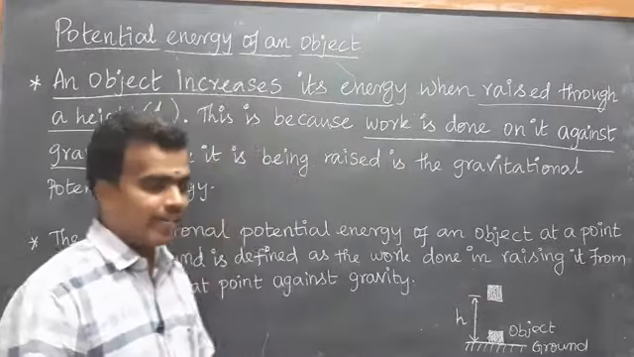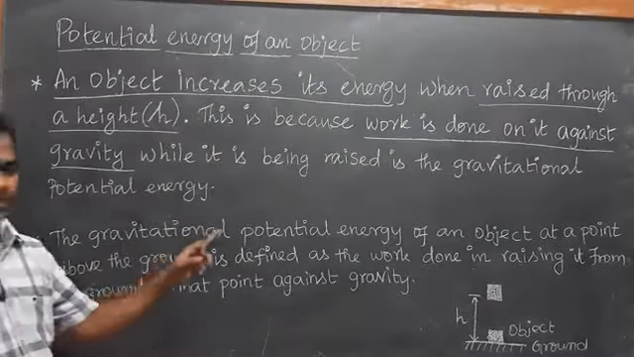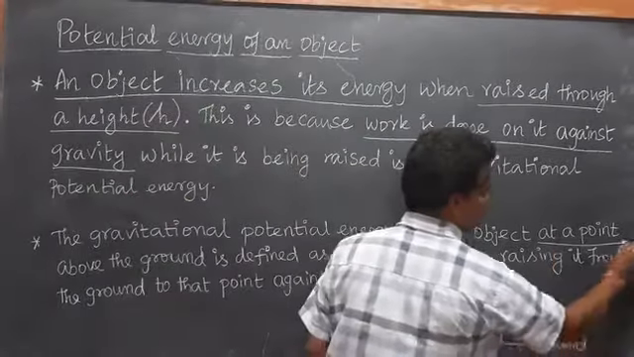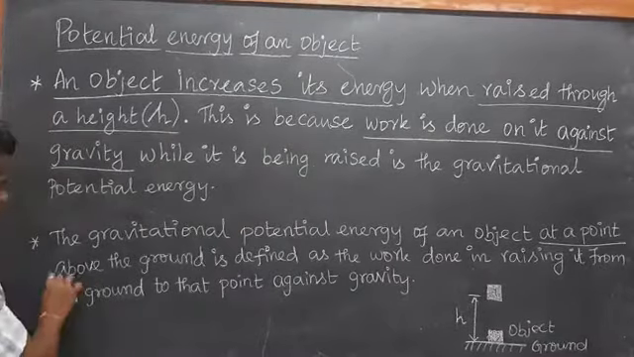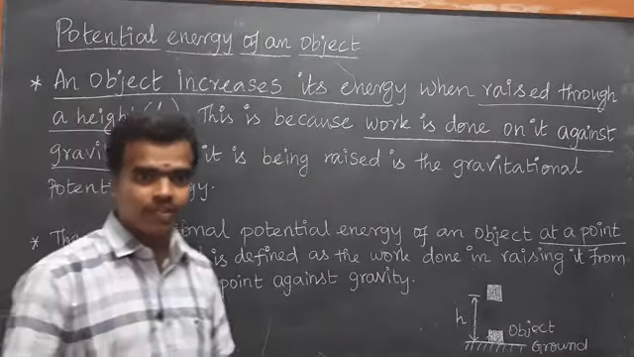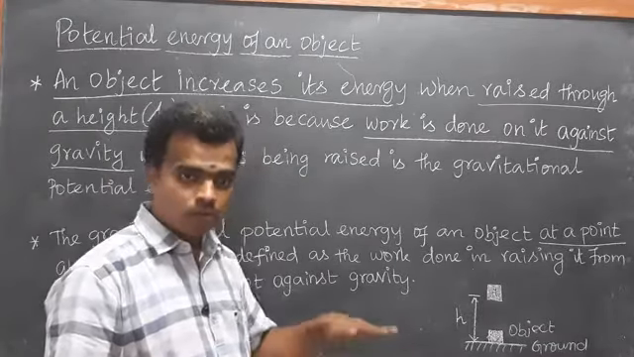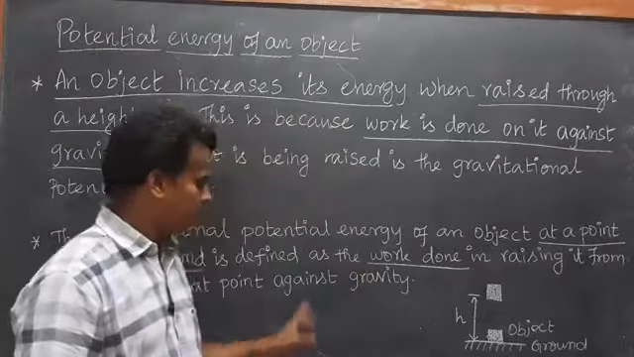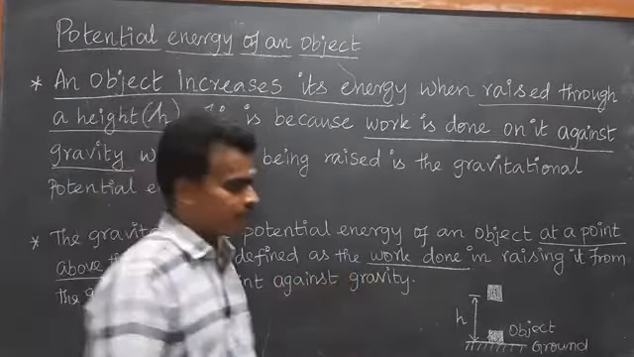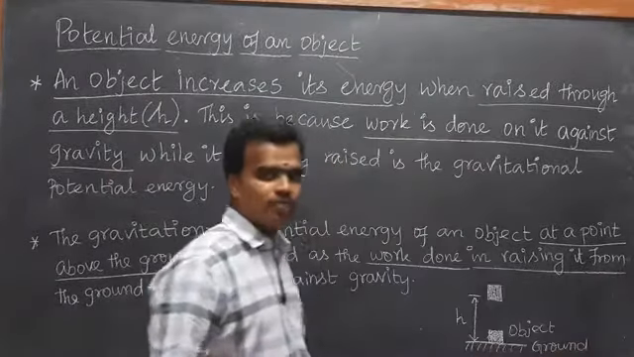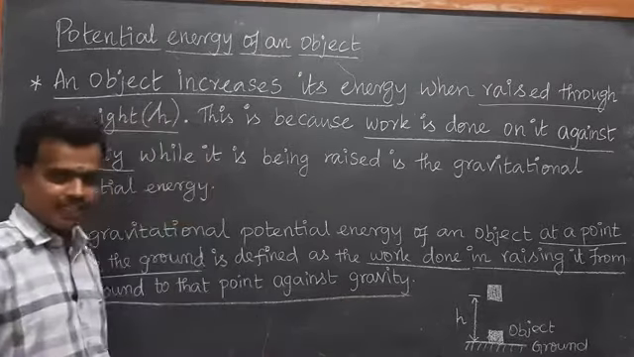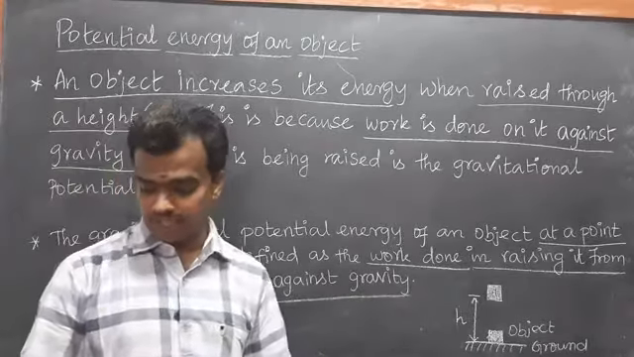And the second definition: the gravitational potential energy of an object at a point above the ground is defined as the work done in raising it from the ground to that point against gravity. This is the second definition.